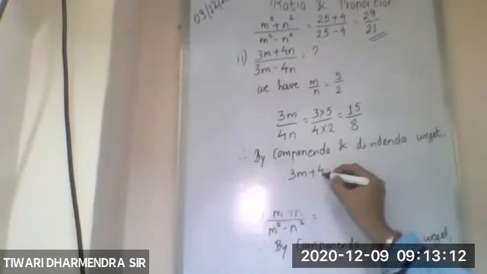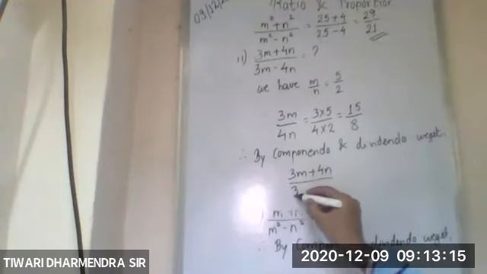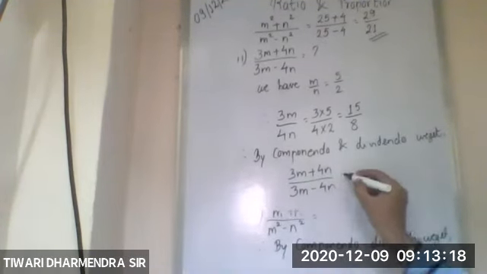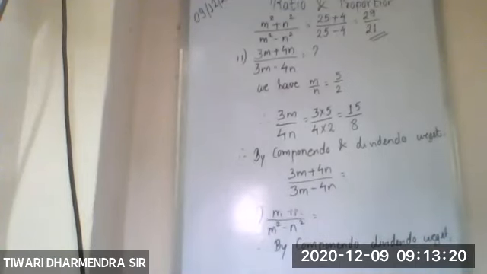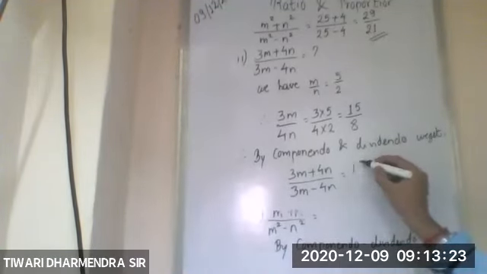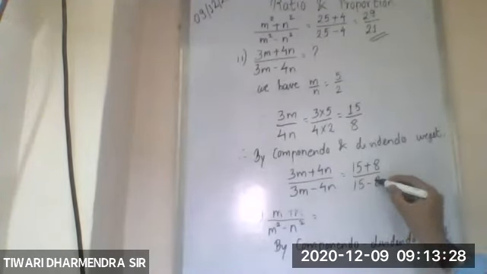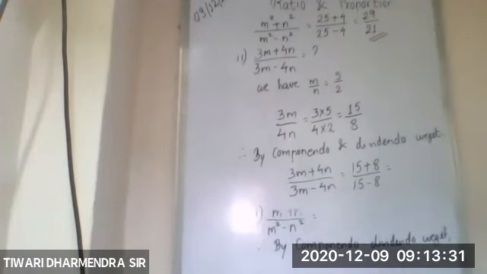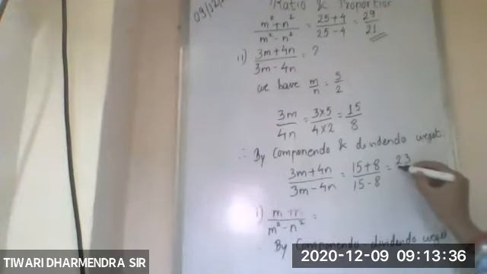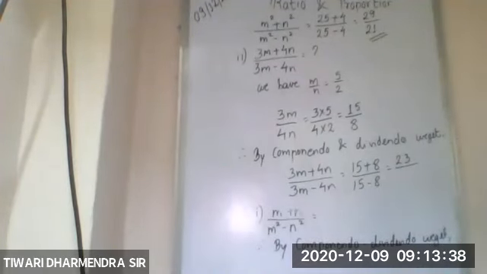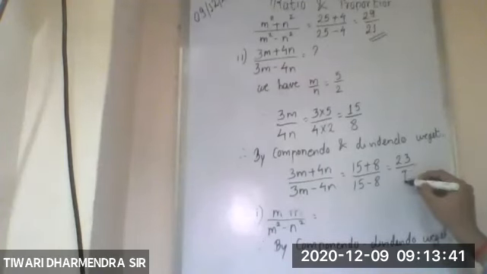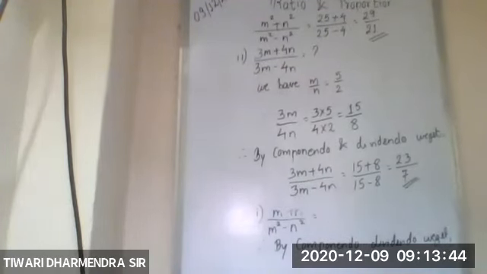3m plus 4n upon 3m minus 4n. The same we need to apply on the right hand side. So 15 plus 8 upon 15 minus 8. Yes, answer, anyone? Yeah. 15 plus 8 is 23, divided by 15 minus 8 is 7. So our answer is 23 by 7. We are through. So we have completed question number 2 as well.